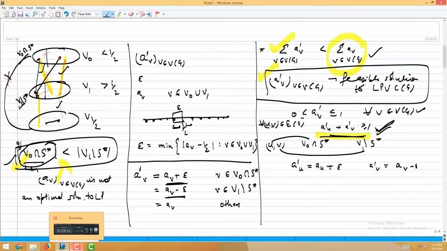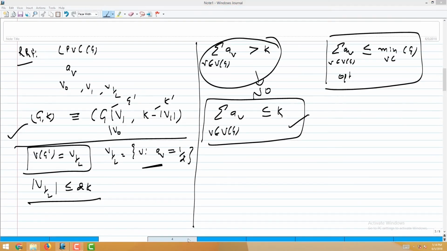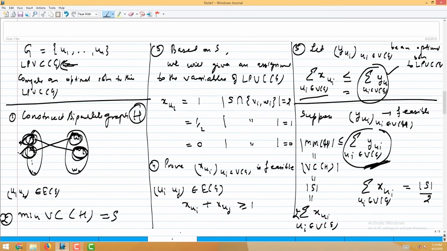So okay, this is really the last step. I hope you're not getting confused. Suppose I give you some feasible assignment for the LP of G, the linear program for G. From that, can you give me a feasible assignment for H?